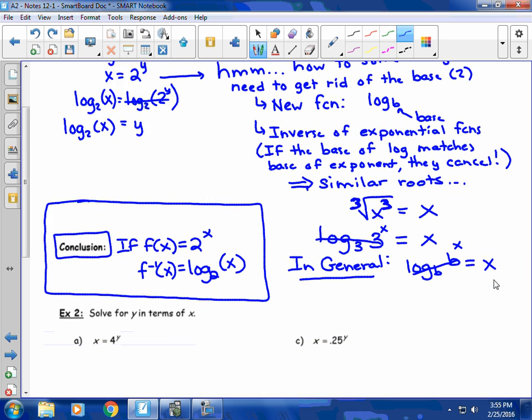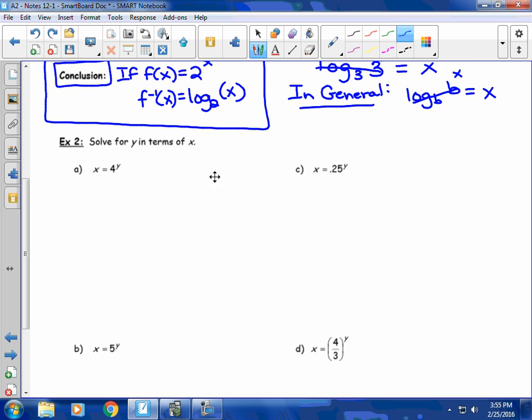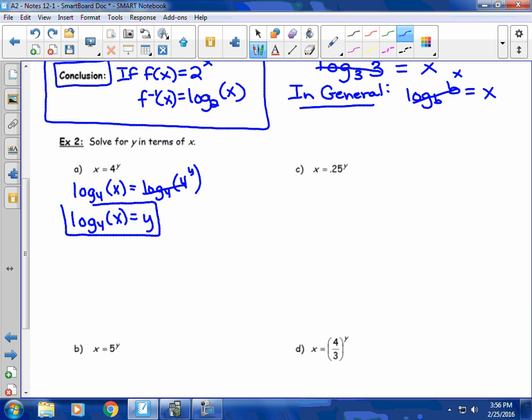Okay, come down here. Here's example 2. Solve for y in terms of x. So you want to get y alone, and your answer is going to have x in it. So to get y alone here, I got to get rid of this 4. What could I do to both sides? I would get rid of this base of 4. Hopefully you're all screaming, take log base 4. So log base 4 of x equals log base 4 of 4 to the y. Log base 4 and the 4 cancel. So I have log base 4 of x equals y. And now I've solved for y in terms of x.